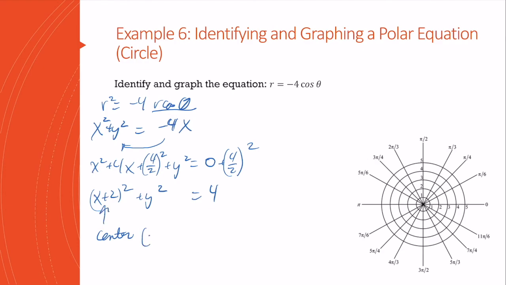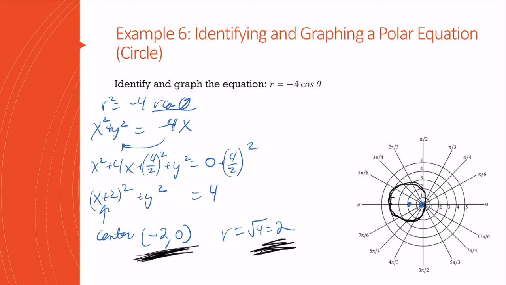My center is when x is negative 2 and y is 0, and my radius is the square root of 4, which is 2. So when x is negative 2, y is 0, and my radius is 2. If I make this circle too big, I did. Here's negative 2. We can go ahead and draw our circle as best as we can. So there we have our circle with center x equals negative 2, y equals 0, and a radius of 2. This is its new equation in rectangular coordinates, and here it was in polar form.